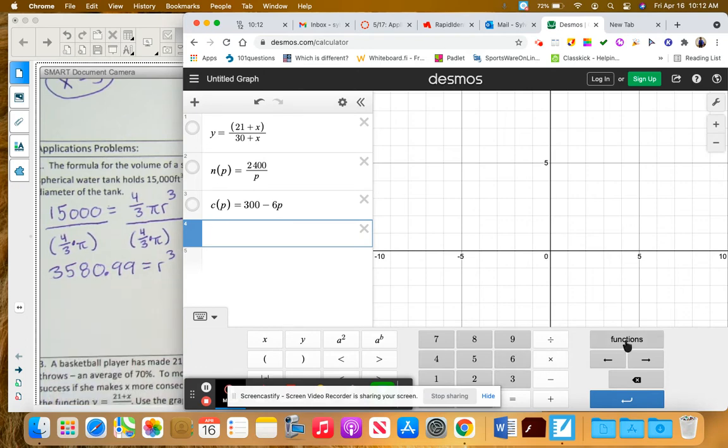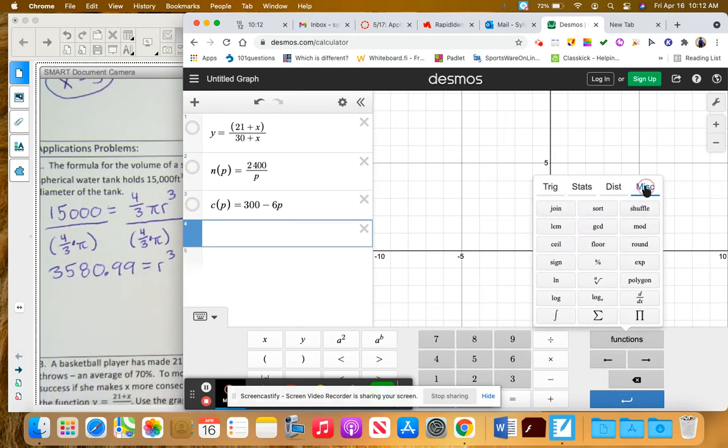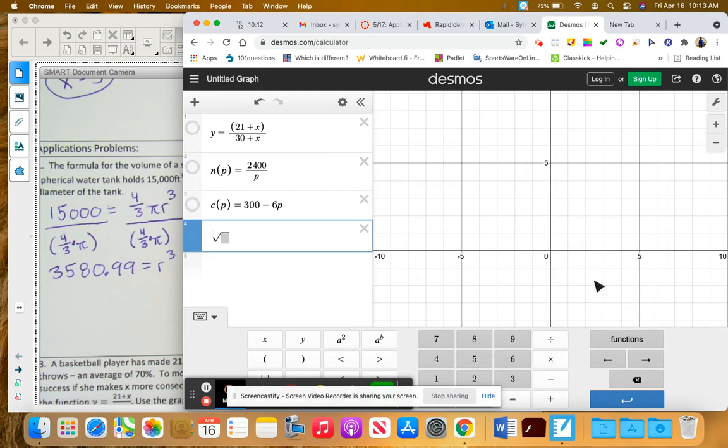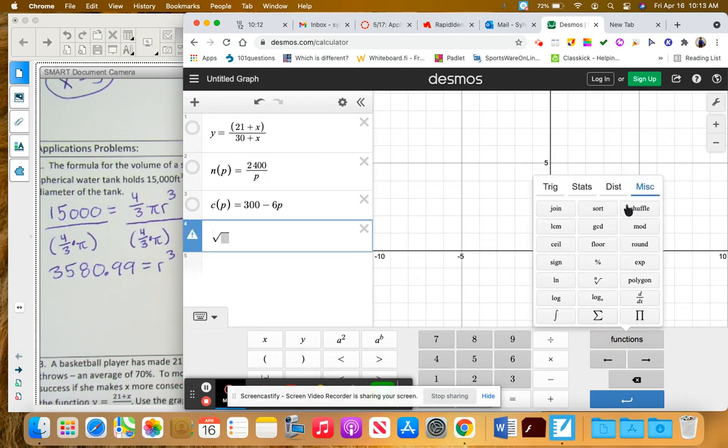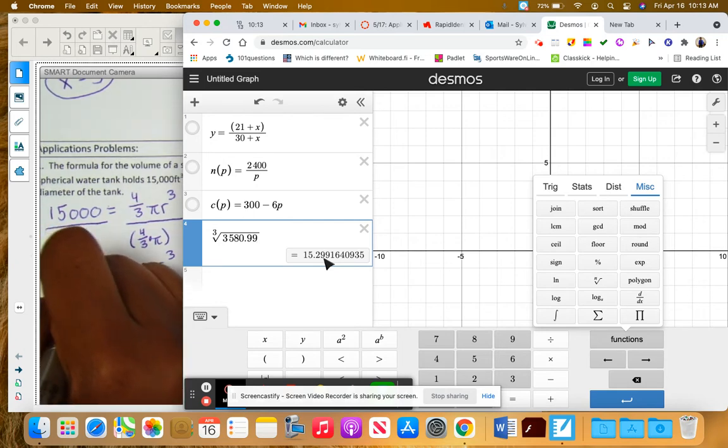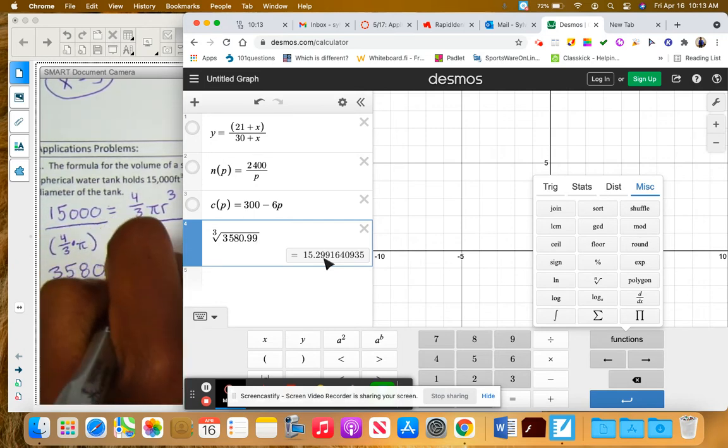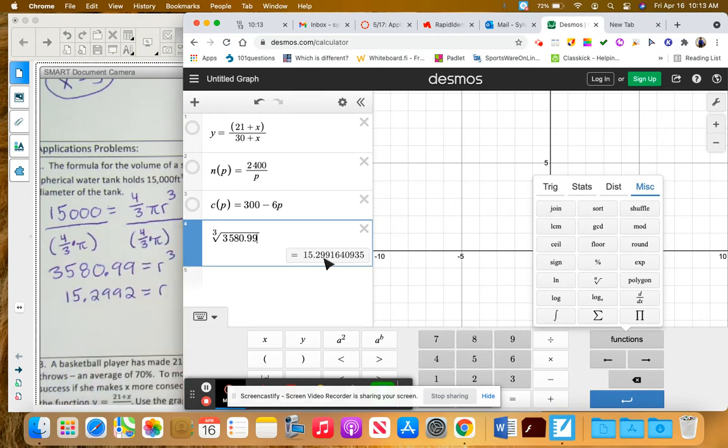So if you go down to functions, and it's underneath miscellaneous, and you see this button here. Let me go through that. That was kind of fast. So miscellaneous, and this button that has the n for the index and the radical symbol there, that's the button that I hit. So I'm going to put 3 on the outside, and on the inside, I'm going to type in this number that we got. So for my radius, I got 15.299. I'm going to keep some of these numbers. So that is what r equals.